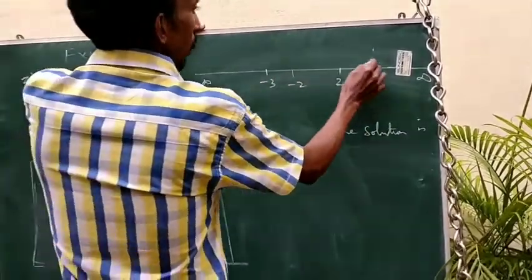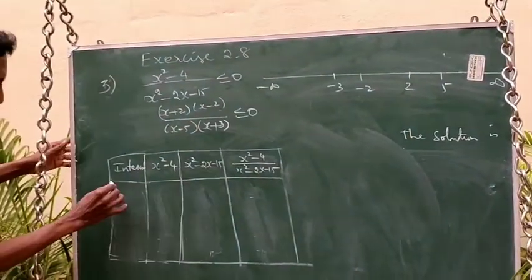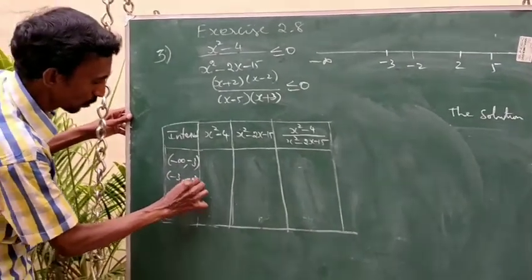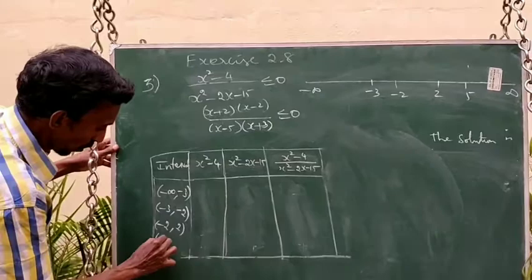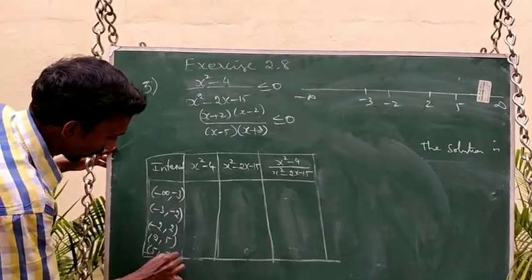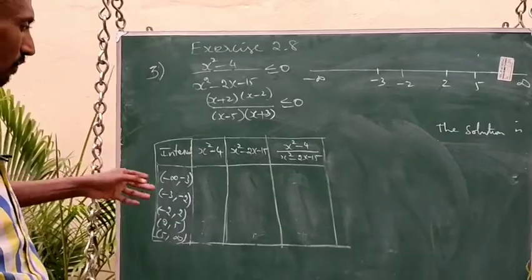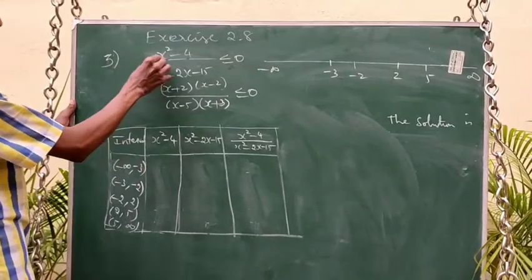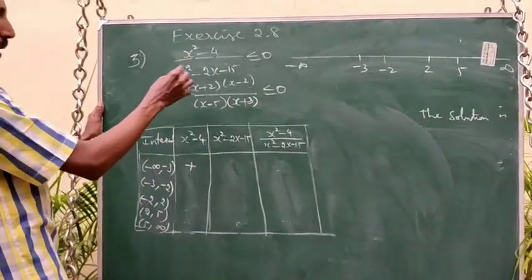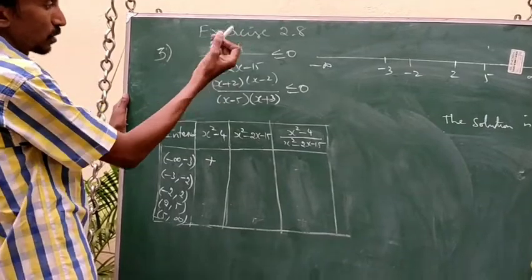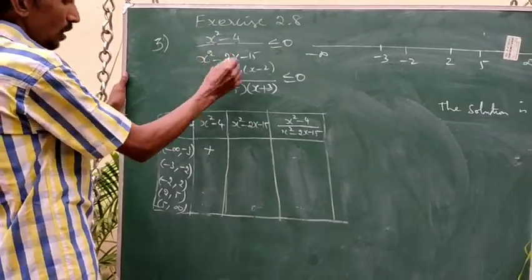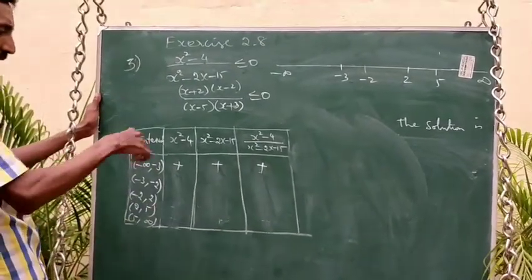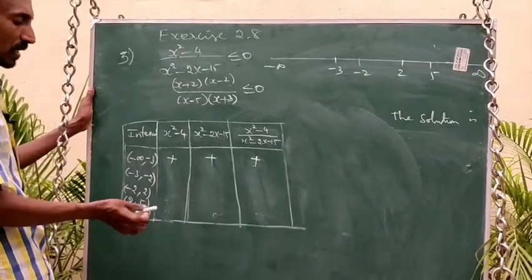Again the real line is divided into first minus 3, minus 2, then 2, 5, then infinity. 1, 2, 3, 4, 5. It is divided into 5 subintervals. So minus infinity to minus 3, minus 3 to minus 2, minus 2 to 2, 2 to 5 and 5 to infinity. So now decide the sign of the factors in each interval. For example, if you put x equal to minus 4, so positive, minus 4 the whole square. So 16 minus 12, positive. Here put minus 4, so again positive. Positive by positive, positive.